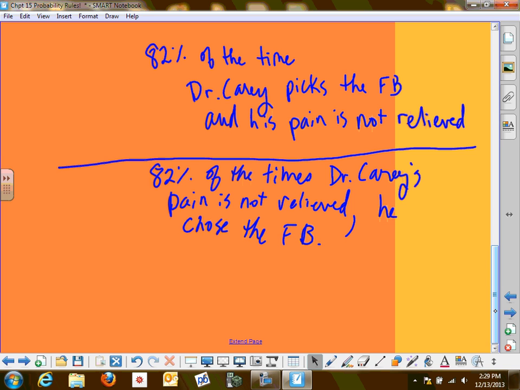Those statements are very close, but one's correct and one's wrong. 82% of the time, Dr. Carey picks the first bottle and his pain is not relieved. Or, 82% of the time that Dr. Carey's pain is not relieved, he chose the first bottle. Question, what bag are you drawing from in this first statement? As far as what all's in the thing.